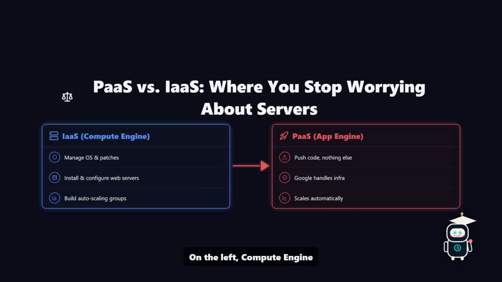On the left, Compute Engine means you're patching OS, installing web servers, configuring auto-scaling groups. On the right, App Engine. You literally push your application code, and Google handles the rest. No server administration, no scaling configs. App Engine can scale from 0 to handle high traffic loads without manual tweaking. For most new applications, this is where you want to be.